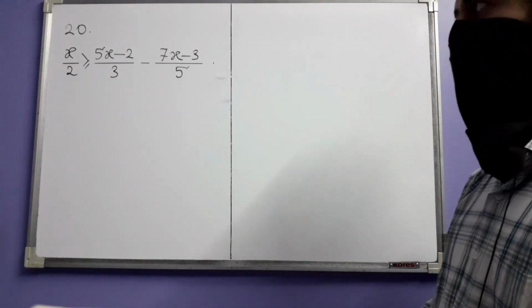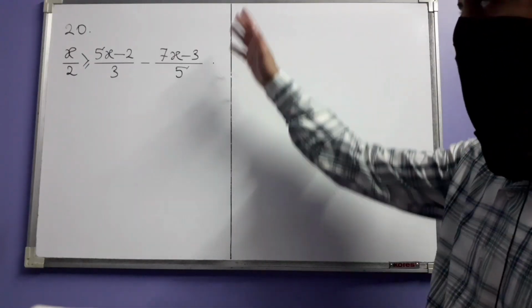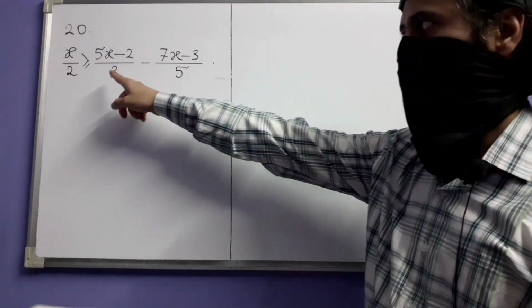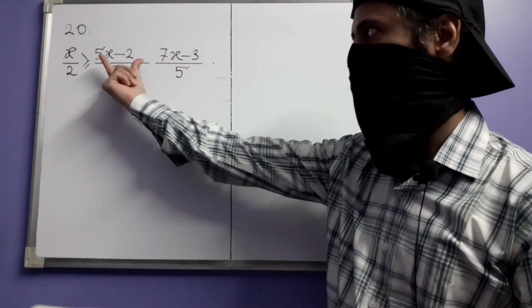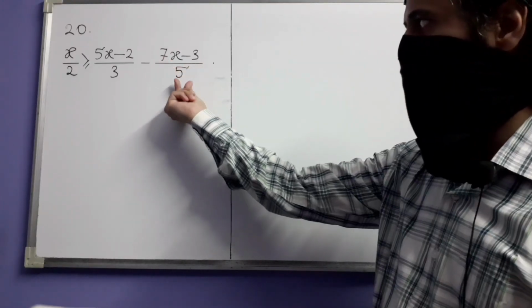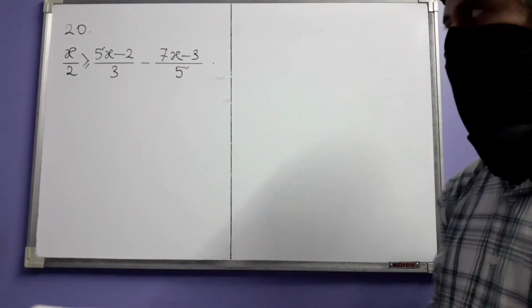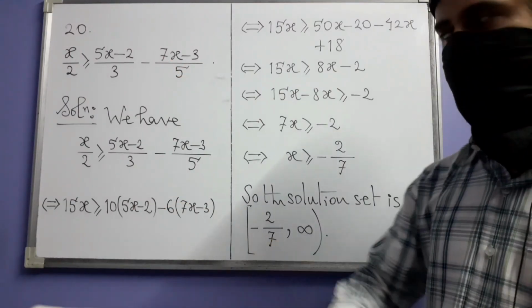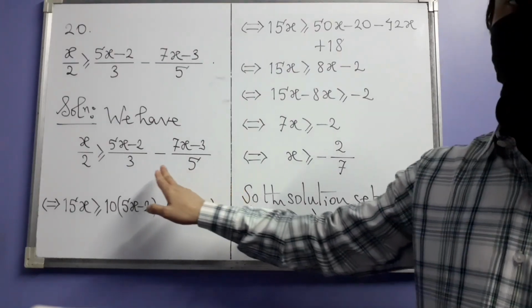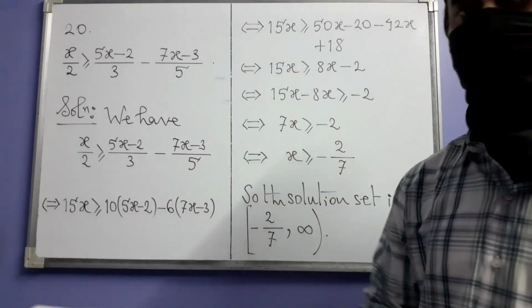And then we have number 20. This is much more complicated, so I have kept enough space for it. x divided by 2 is greater than or equal to (5x minus 2) divided by 3 minus (7x minus 3) divided by 5. So we consider the inequality. The reason it looks so complicated is these fractions.